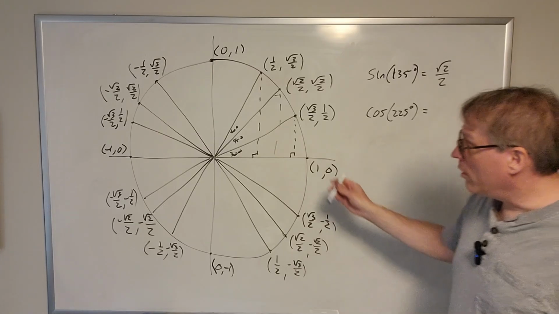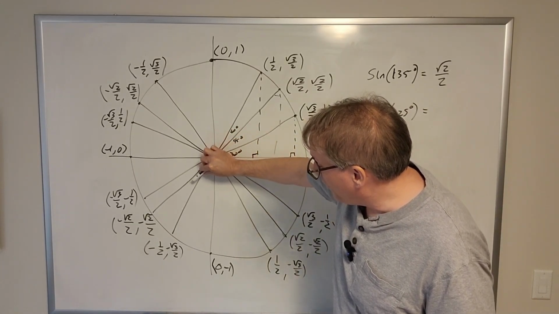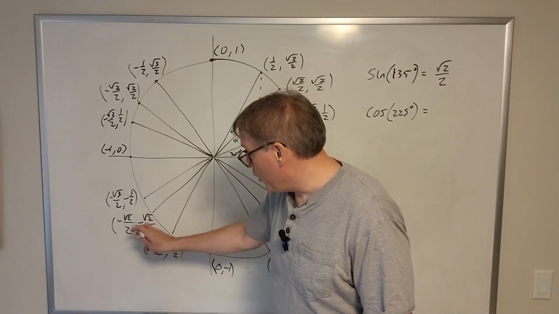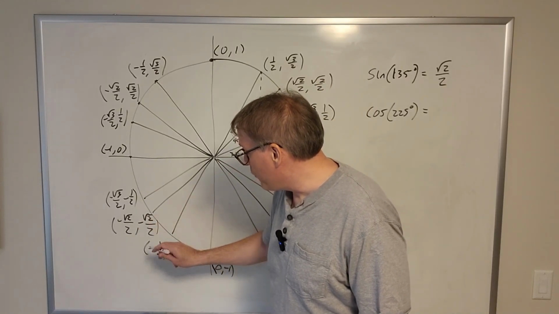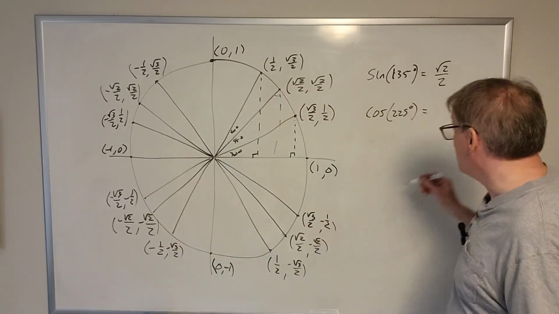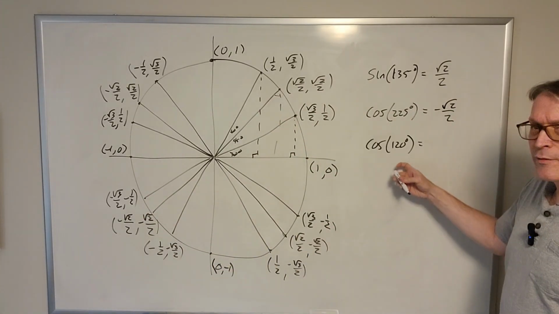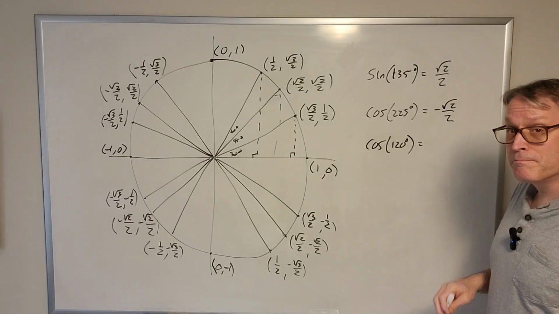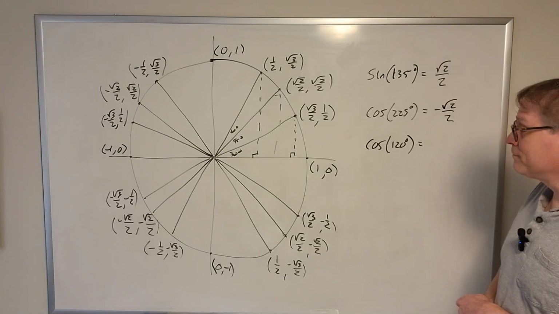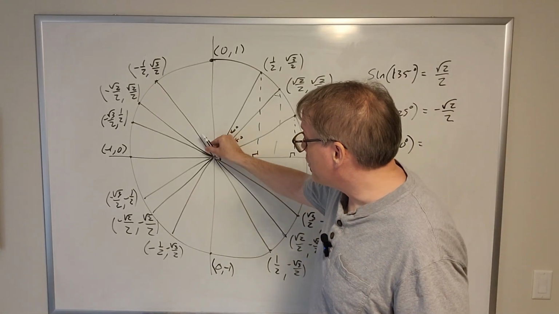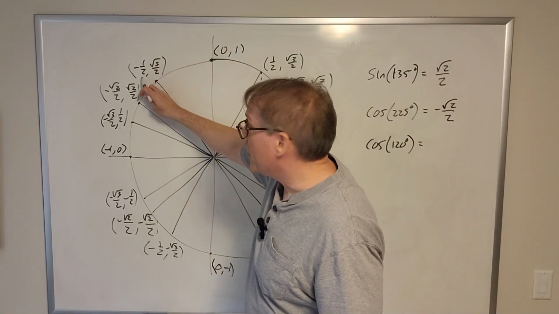Ready? Well, 180 degrees plus 45 would be 225 degrees, and the cosine, these are both minus square root of 2 over 2, so it's going to be minus square root of 2 over 2. How about the cosine of 120 degrees? Well, again, 90 plus 30 is 120, so the cosine is minus 1/2.